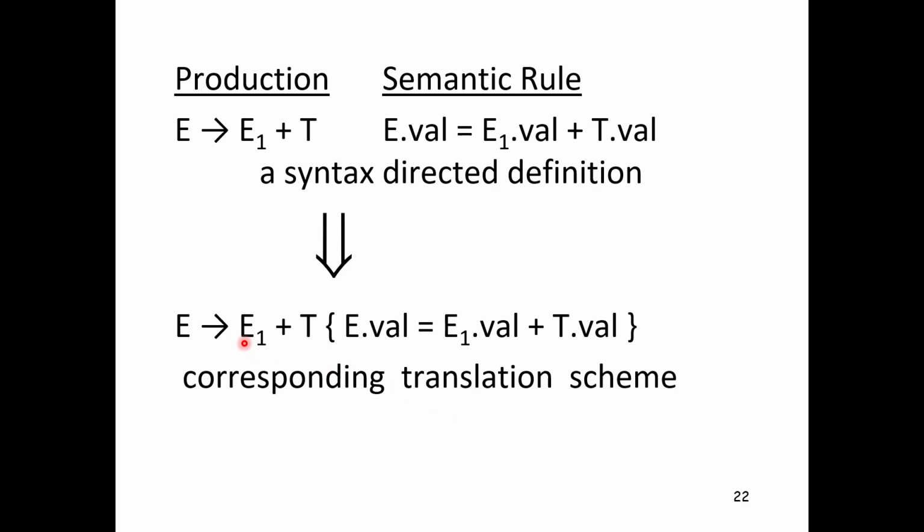Here E1 has the val attribute, E has the val attribute, and T has the val attribute. All the val attributes are synthesized, computed from the children nodes. Since this production contains only synthesized attributes, the semantic actions are placed at the right-hand side, that means after all the symbols of the right-hand side are over, we can enclose the semantic action within braces.